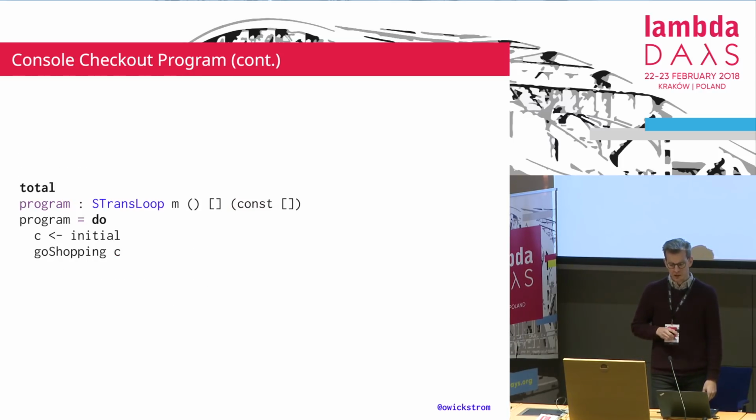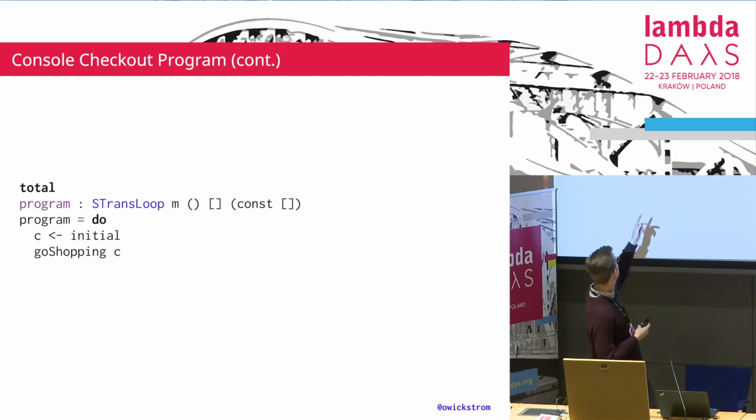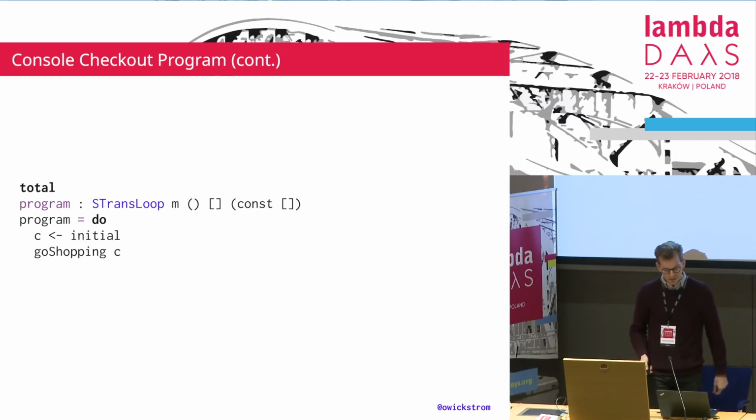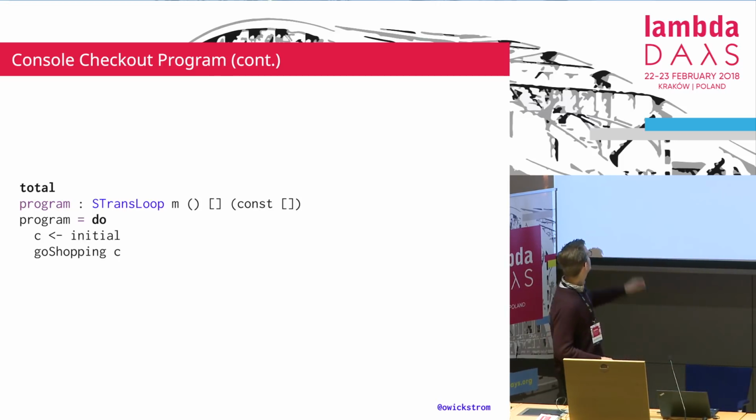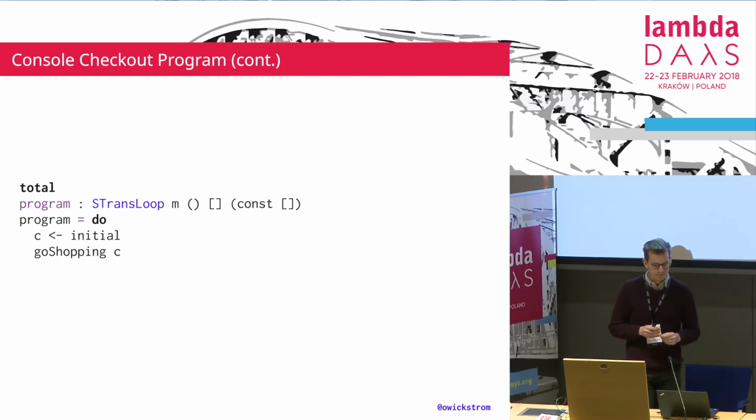So we start this program by creating the initial state machine and go shopping. And if you have seen this total keyword, we tell Idris to make sure that all those functions are total. So if you have a hard time at work convincing your boss that you want to use Idris, you can tell them that you can prove that your users will buy your stuff. Very good.